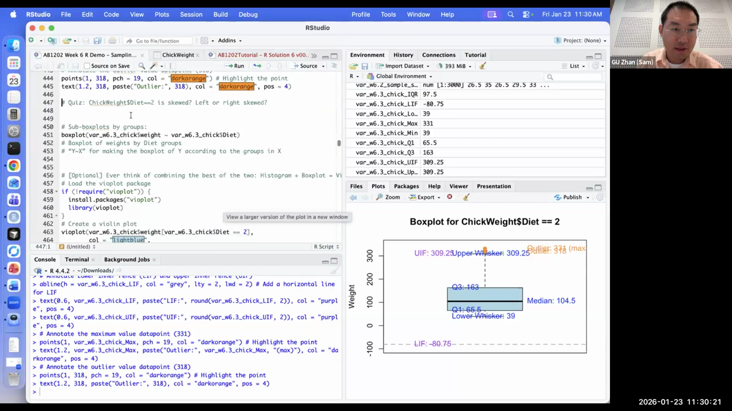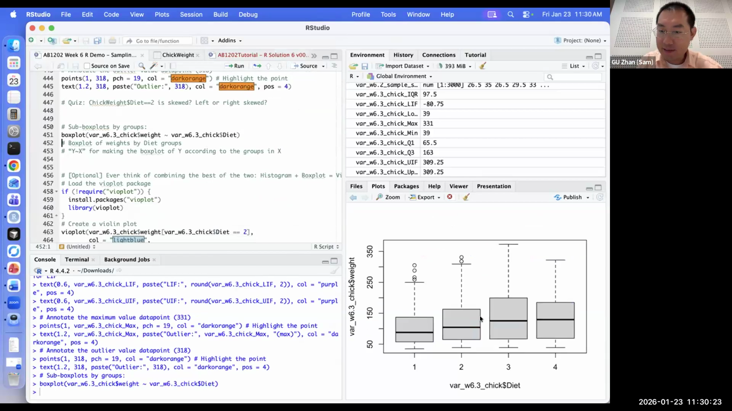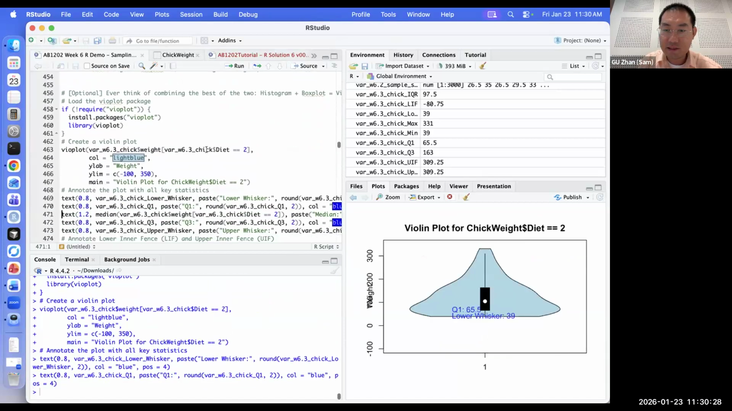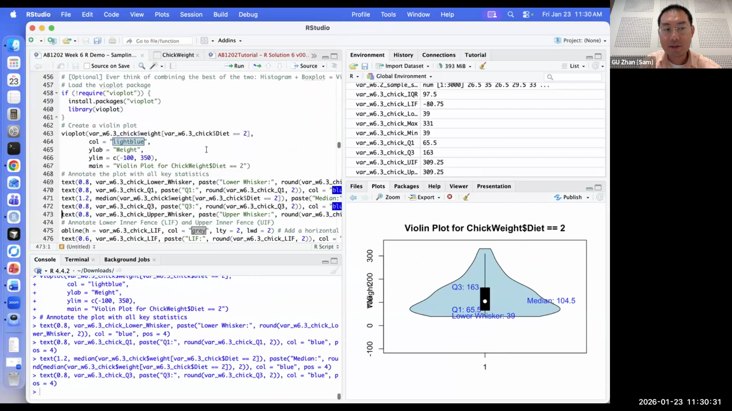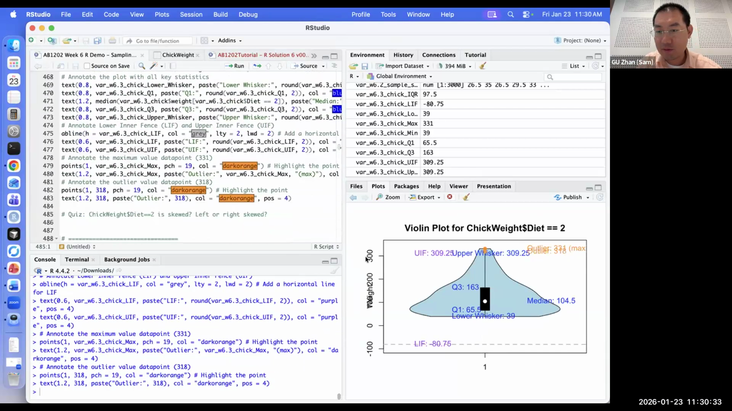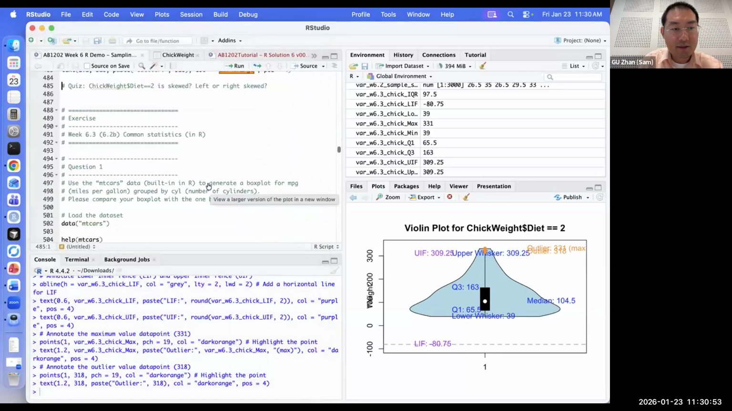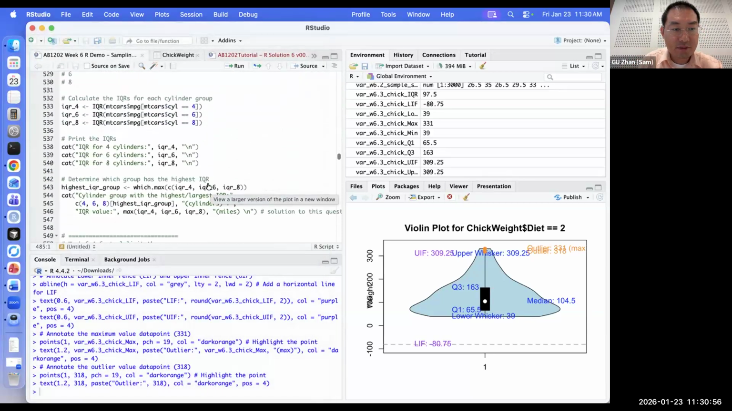Next is subplots by groups, so we can break by diet. A few more is a violin plot. Basically, it's a box plot combined with a distribution. So you can not only see the box plot, but you can see the distribution as well. It also clearly shows this is right skew. If you turn your head 90 degrees, here is the left side, here is the right side. Right tail, right skew. Then the exercise, we will skip.